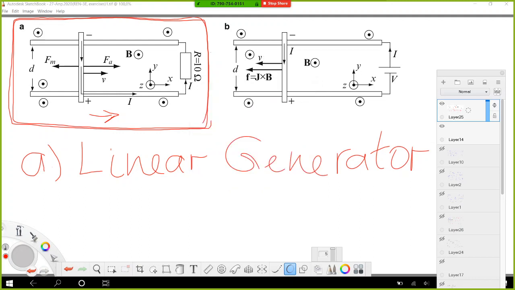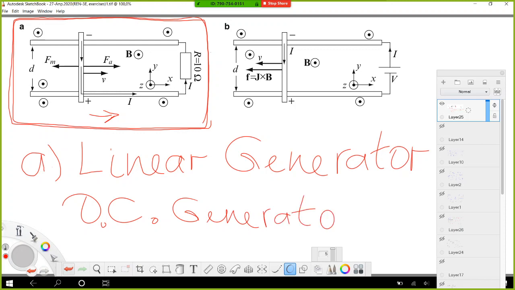Okay, this configuration A can be thought of as a linear generator, and when we move the sliding bar in some direction, in our case in the direction of x, there occurs a DC current I, and it can be thought of as a DC generator. Direct current generator.